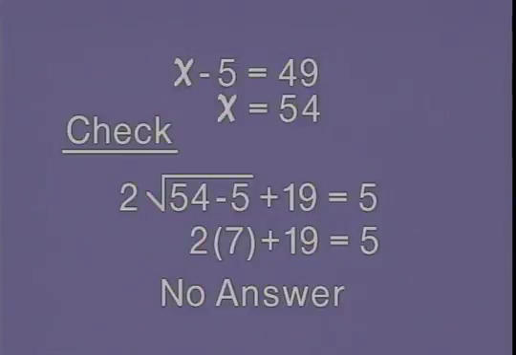We then check our only solution, which is x equals 54. We replace the x with 54, and we get 2 times 7, which is 14, plus 19 equals 5. Now, I don't know how bad your arithmetic is, but I don't think that 14 plus 19 equals 5 in anybody's world, and therefore x equals 54 does not check. In fact, the answer to our original equation is that there is no answer, or no solution.